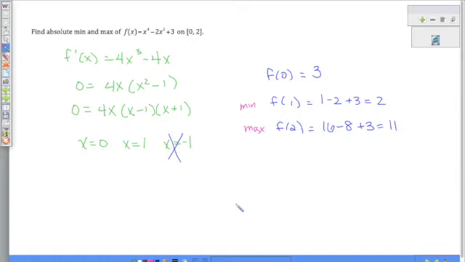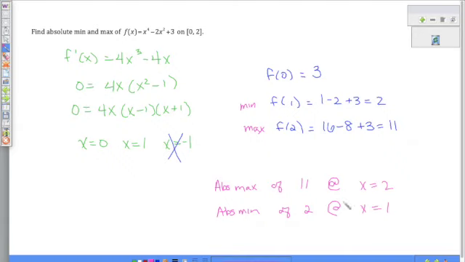And I might as well write it out nicely since I always yell at you guys to write things nicely, so I need to do it too. So we have an absolute max of 11 at x equals 2, and we have an absolute min of 2 at x equals 1. Okay.